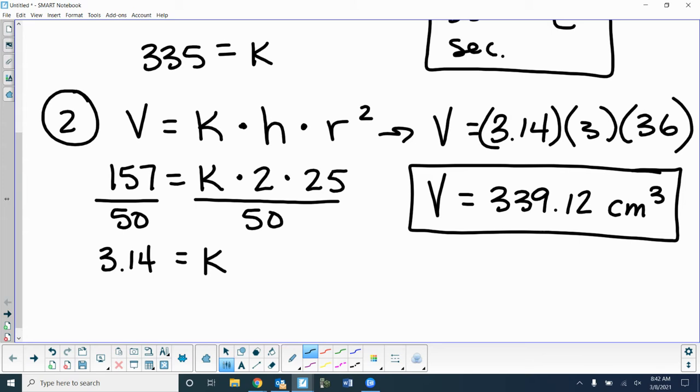All right, so again, 2 parts. First part, solving for K. And then the second part, answering the problem. Any questions on 1 or 2? Simple, right?